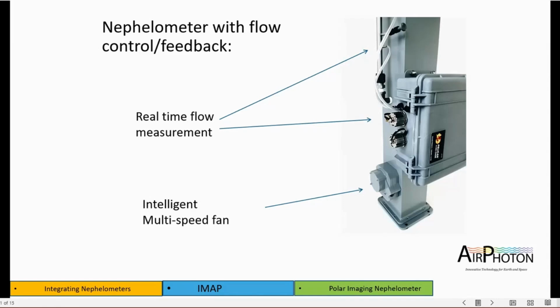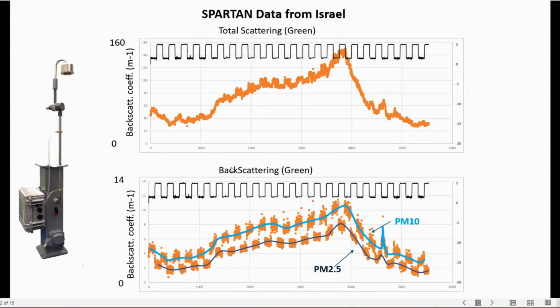And so our nephelometers, our IMAP instrument, and our polar imaging nephelometer, which Dr. Li will talk about, all have this flow feedback control system. So I just wanted to show you a little bit of data here that gives an example of how we can separate sizes. So what you're seeing here, this sawtooth pattern, is the changing flow rates. So we use higher flow rates to capture smaller particles, lower flow rates to capture the larger particles and everything smaller. So when we look at total scattering, you can see some differences.